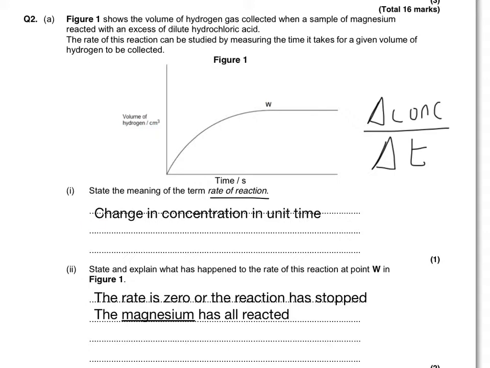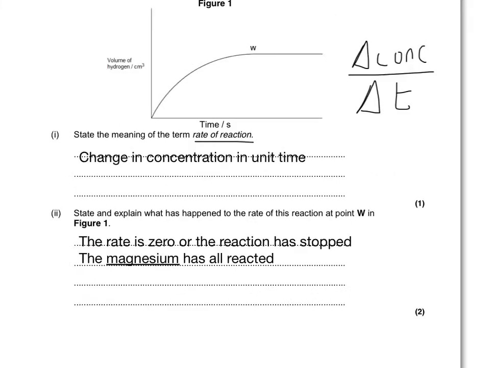And I've written the description there. Now if you look at point W, you can see that there's no further hydrogen being formed. Remember when you're measuring the rate, you take the gradient, the tangent, and you take the gradient of that tangent. Now that tangent here would be 0, so the rate is 0.